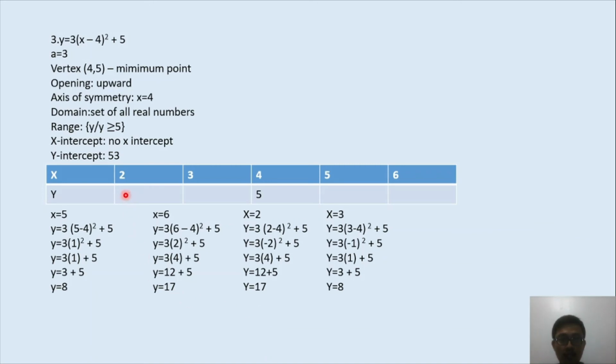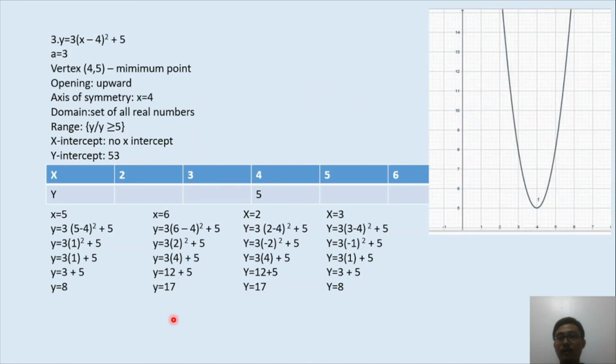Lalagay nyo na lang dito. So, yung 2, you have 17, 3, 8, 4, 5, 5, 8, and then 6, 17, as your ordered pairs. Then, yun na yung magiging graph. Okay, so, makikita naman natin sa graph na ito yung vertex. Ang opening is upward naman. Ito yung axis of symmetry. Yung maghahati sa ating parabola.